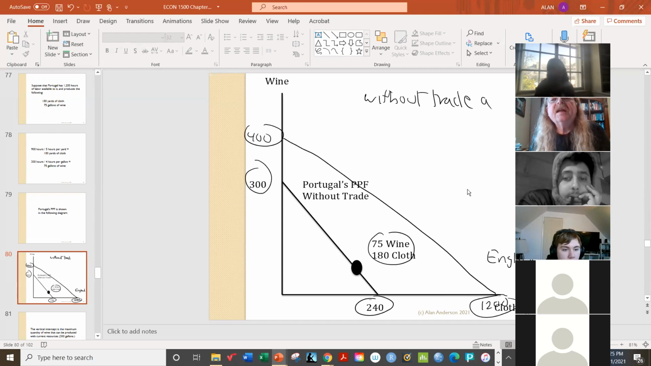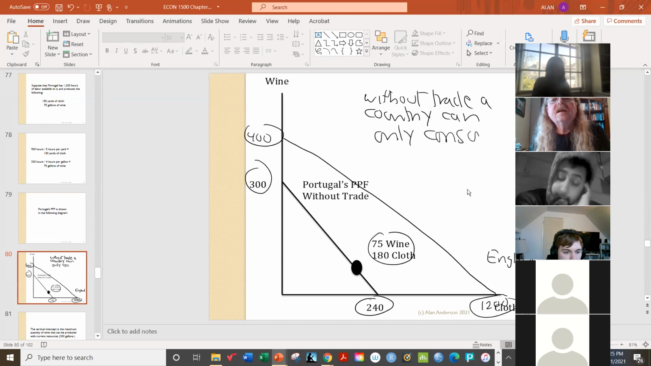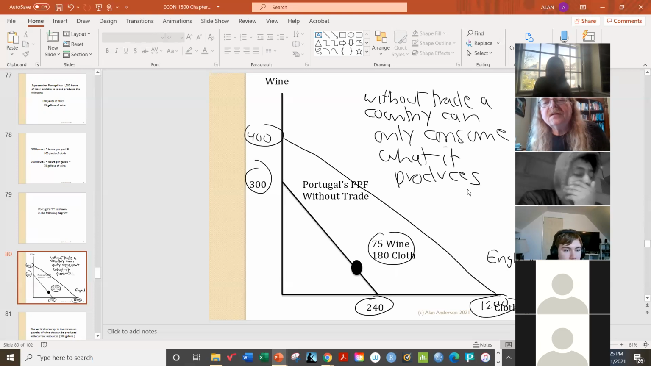a country, and this is a huge deal, can only consume what it produces. If we want more wine, we can't have any, because let's say you're in Portugal and you're like, well, there's not enough wine. Well, we can't get any more until we grow some next year. So there has to be an exact balance between what you're consuming and what you're producing, which is clearly not the case in the real world today, where a lot of the things we own are not built in the United States.